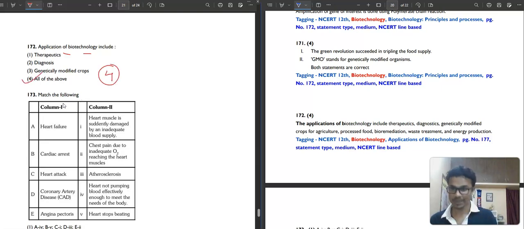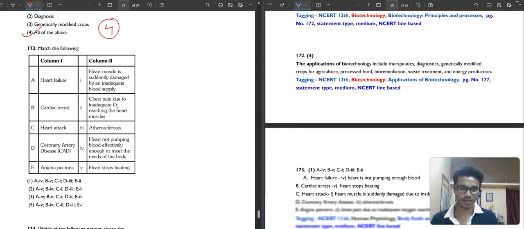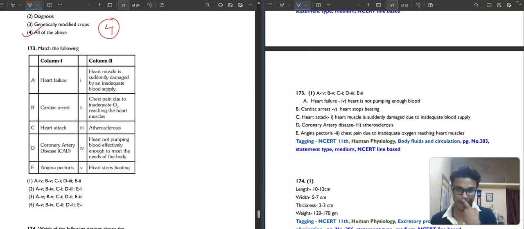Then question number 173. You have to match the following. Heart failure. What is heart failure? Heart is not pumping enough blood to meet the needs of the body. It is your fourth option.